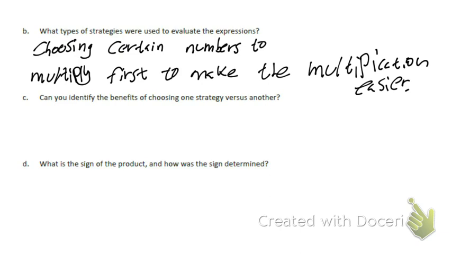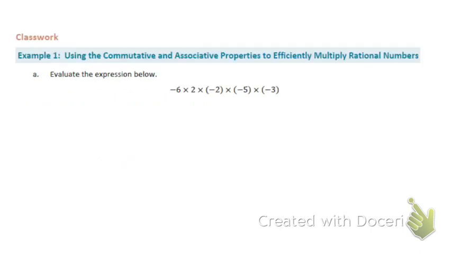Question C, we can skip that one for now. You can just put an X on it. Question D says, what is the sign of the product and how was the sign determined? So remember, the product is the answer to the multiplication problem, right? It said, what was the sign? So looking back at the problem, what was the answer? Was the answer positive or negative? It was positive, right?